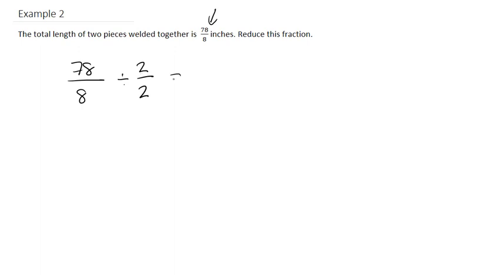78 divided by 2 is equal to, well, 2 can go into 7 3 times. We carry over 1. 2 can go into 18 9 times. Now, 8 divided by 2 is then 4. So now we have 39 over 4. Well, 39 can be divided by 3, but 4 can't be divided by 3. 39 can't be divided by 2, but 4 can be divided by 2. So there's no more common factors between 39 and 4. So we would say the reduced fraction is 39 over 4.